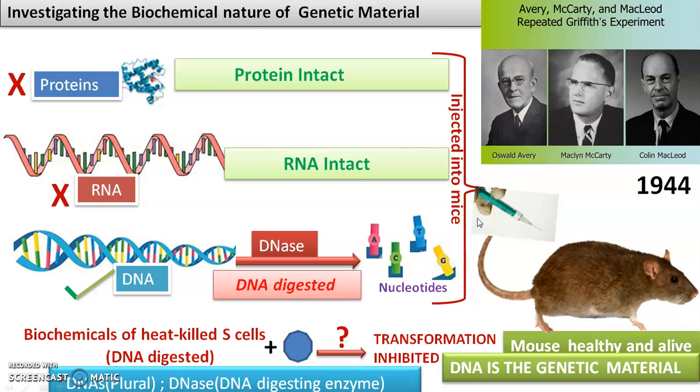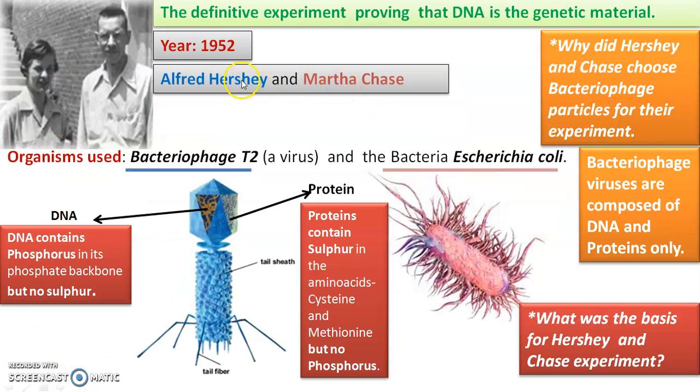It was in the year 1952 when Alfred Hershey and Martha Chase further carried out experiments to sort out this puzzle, whether protein or DNA was the genetic material. And so they selected a simple model organism, that is a virus particle, that is Bacteriophage T2. Bacteriophage, the name is bacteria eater, phage meaning eater.